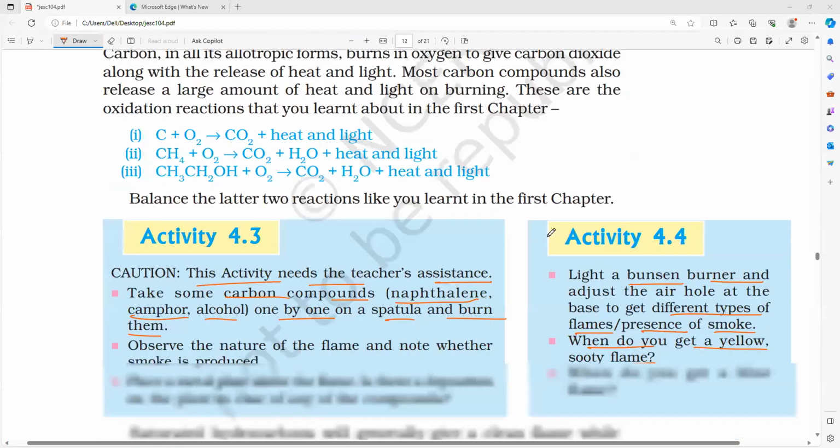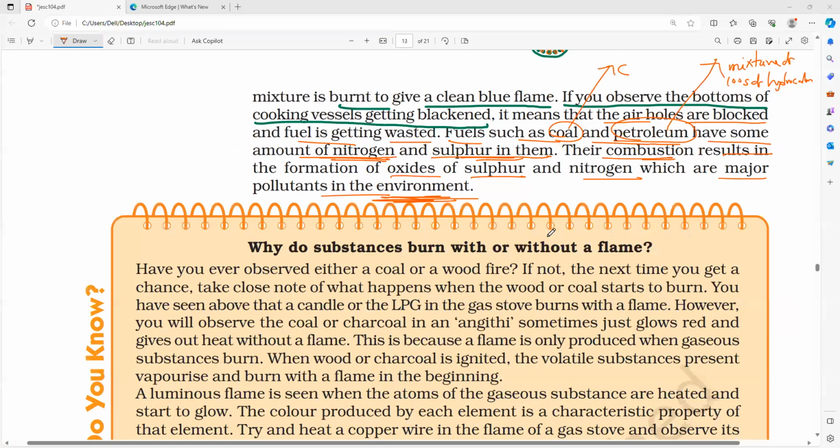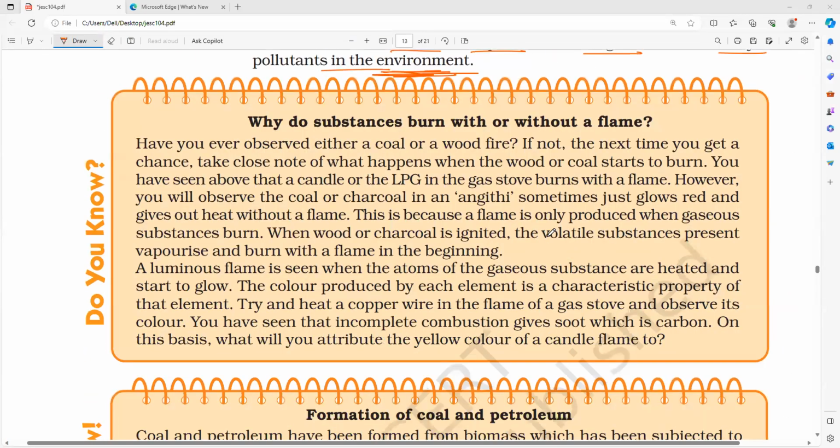Now, there is no very important content for us to learn here, but there is matter they have given in the boxes. That is the reason. Let us have a glance and we'll finish this. So why do substances burn with or without a flame? Everything is a hydrocarbon, but some will burn with a flame and some will not. So first of all, understand what we mean by flame.